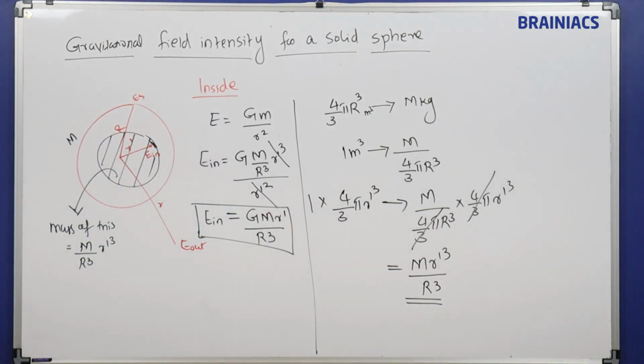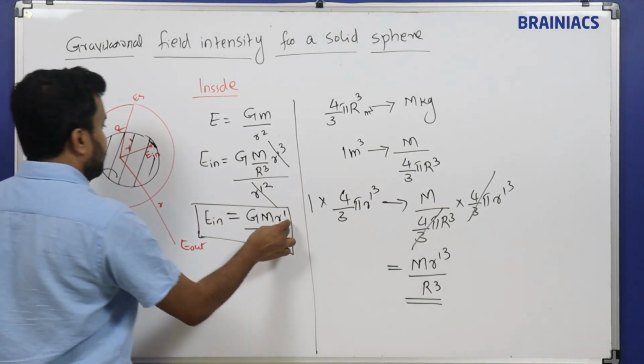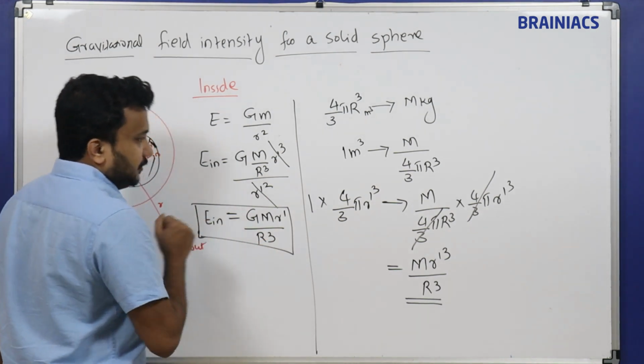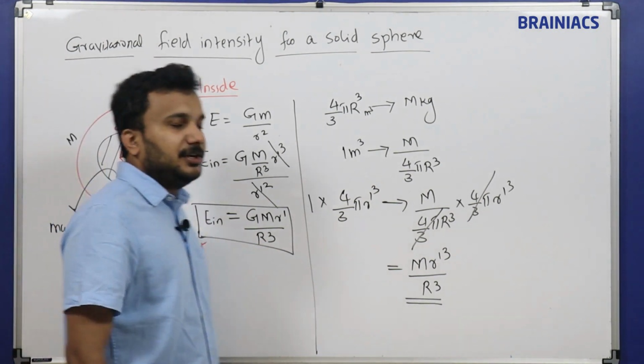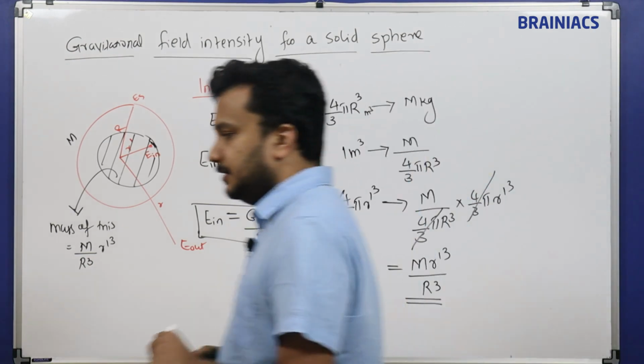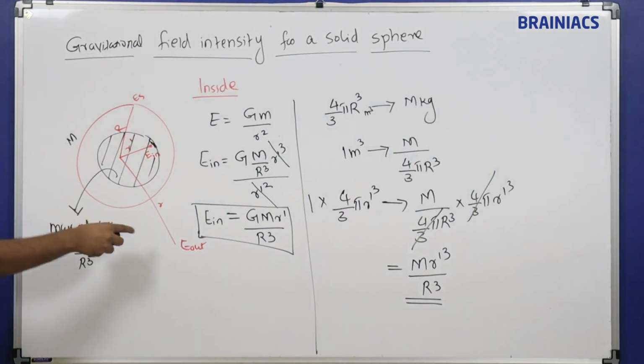So this is very important. Gravitational field intensity inside a solid sphere is GM r dash divided by R cube, where r dash is the inner radius. Okay, so that is also clear. Now we are going to see the other things. We need to find the gravitational field intensity at the surface location, and at which other locations? At outside locations.